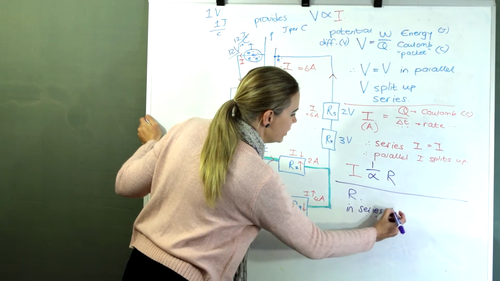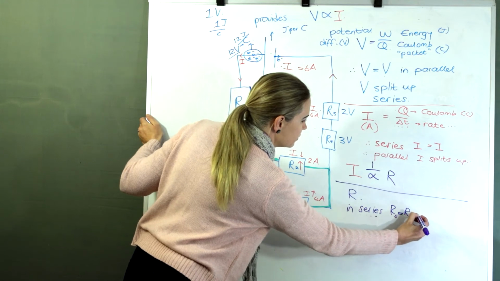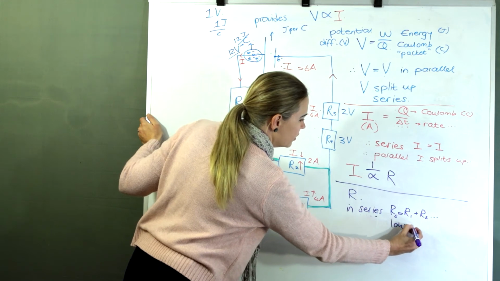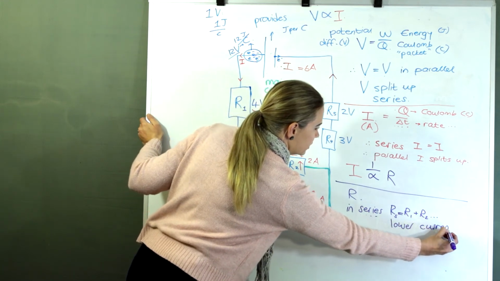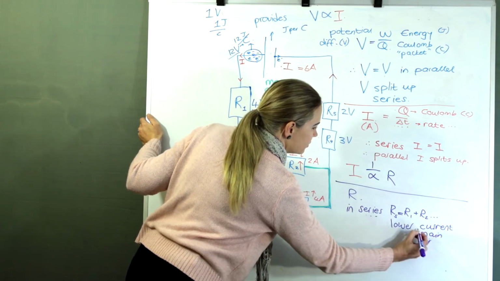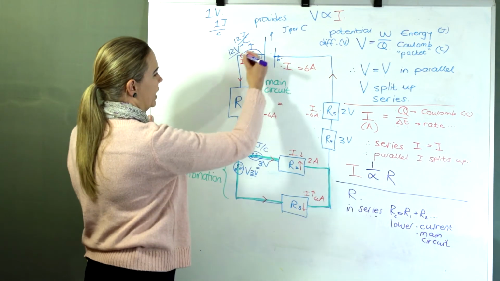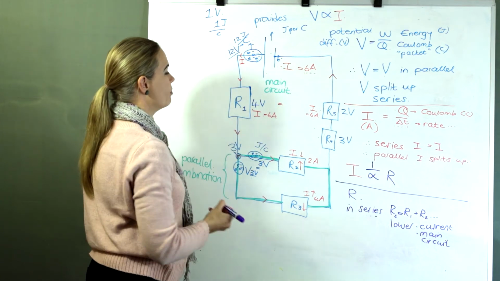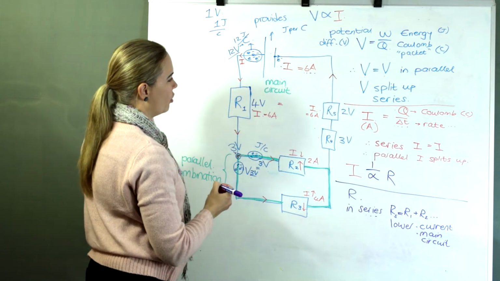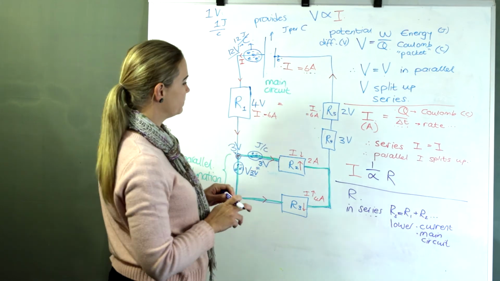So in series, all the resistors are added together and they lower the current in the main circuit. So over here, the current specifically measured through the battery and through the resistors outside of the parallel combination will be lower if we put in higher resistance.